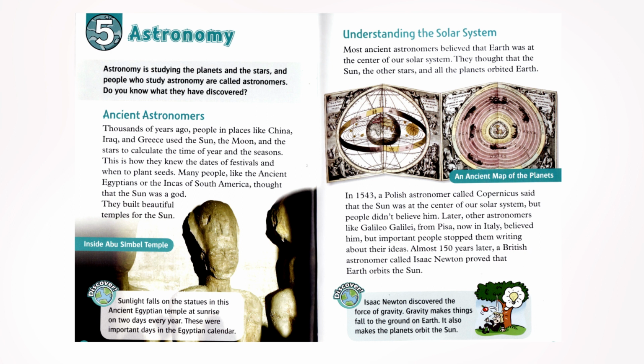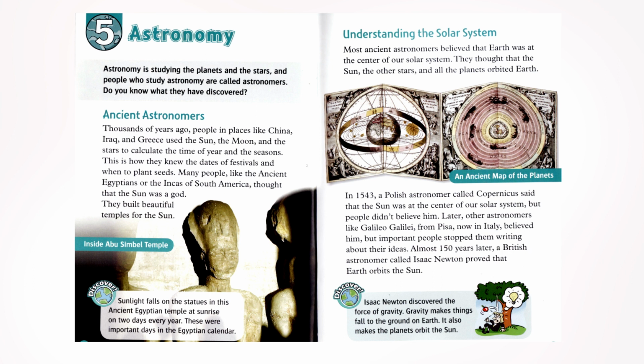Many people, like the ancient Egyptians or the Incas of South America, thought that the sun was a god. They built beautiful temples for the sun. Sunlight falls on the statues in this ancient Egyptian temple at sunrise on 2 days every year. These were important days in the Egyptian calendar.